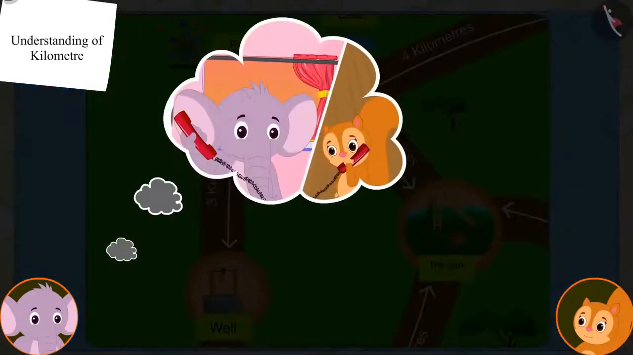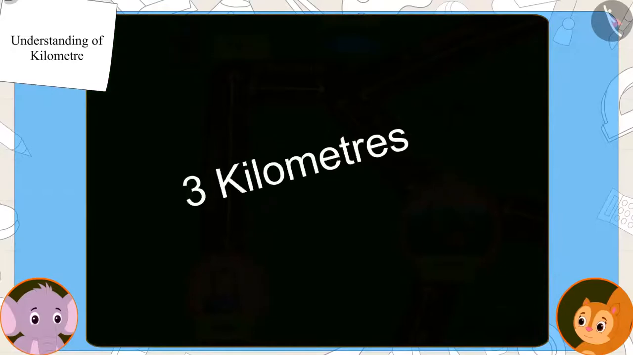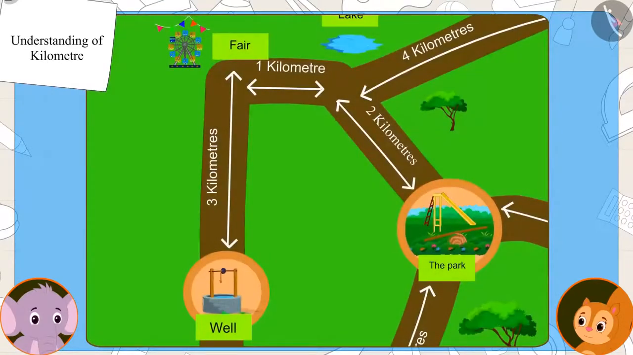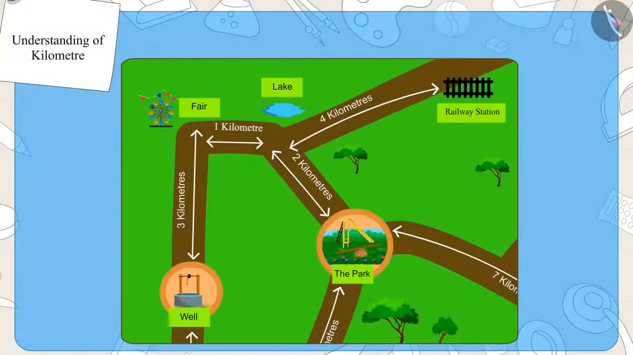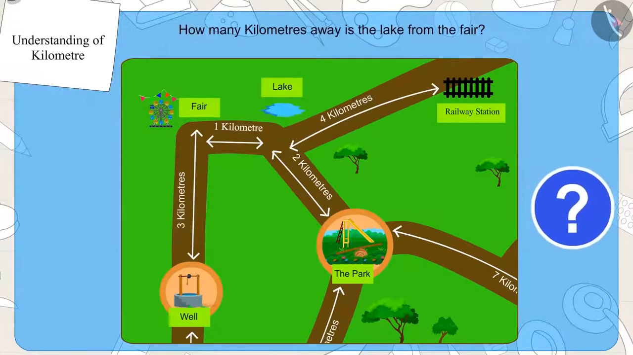As I told you on the phone yesterday, you can see the distance from here to the fair on the map. See, the distance is written on the map as 3 kilometers. Appu said to Chanda, kids, can you see this map and tell how many kilometers away from the fair the lake is?